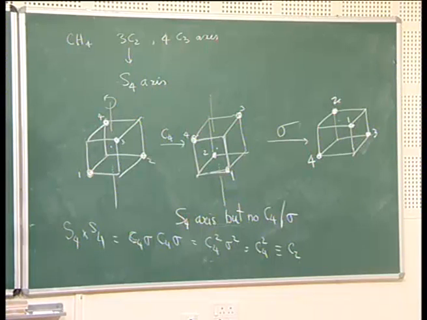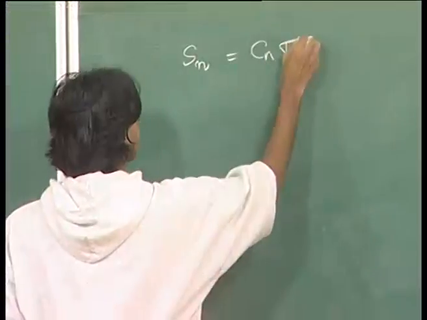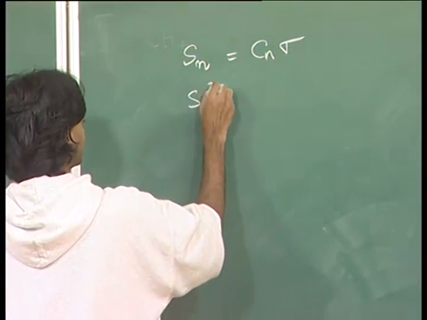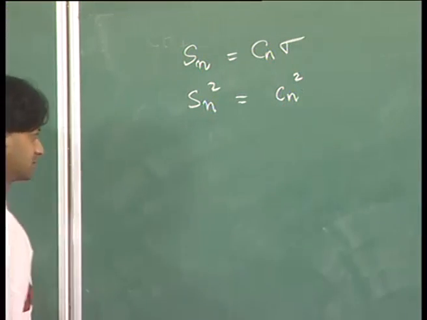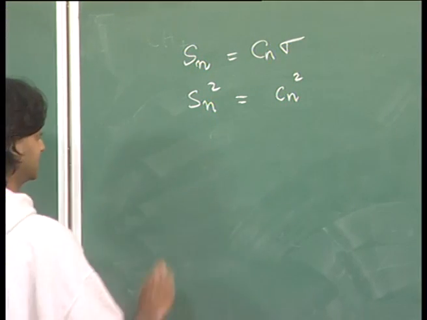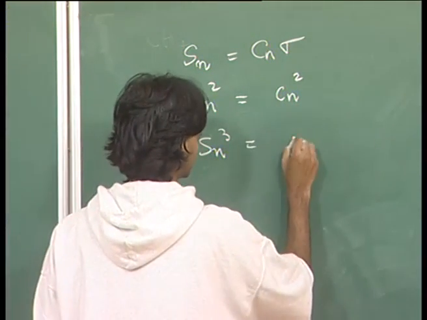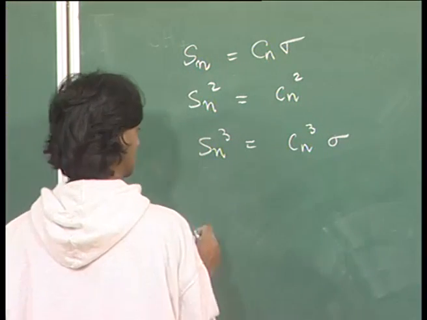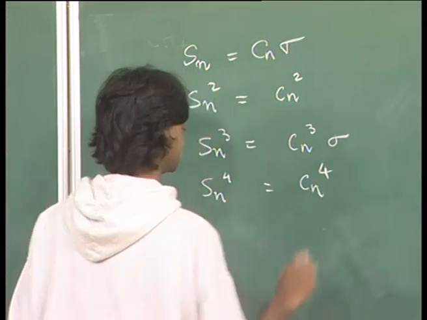Now, we can generalize this to any Sn axis, and that is what I will show next. Sn equal to Cn times sigma. Sn square is Cn square, because sigma square is identity. Sn cube is equal to Cn cube sigma. S_n to the 4 equals Cn to the 4, and so on.